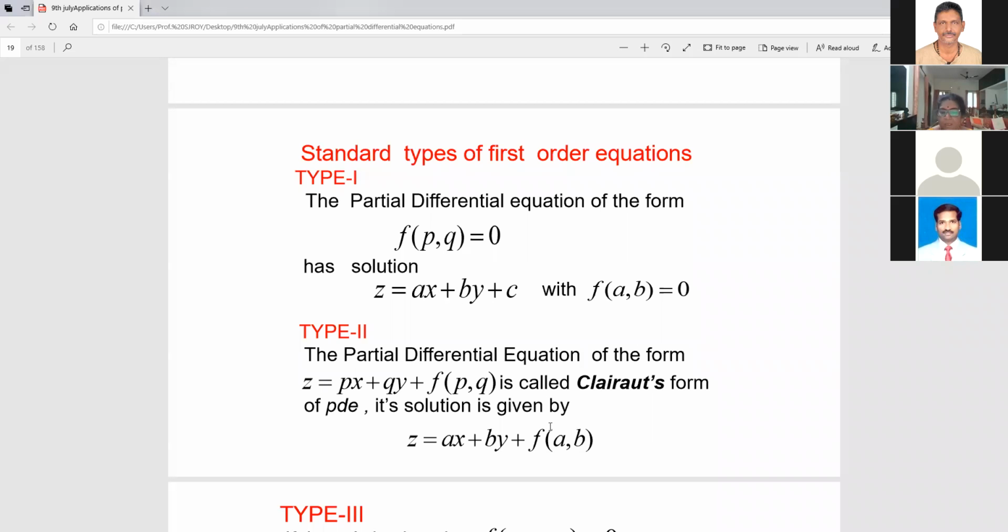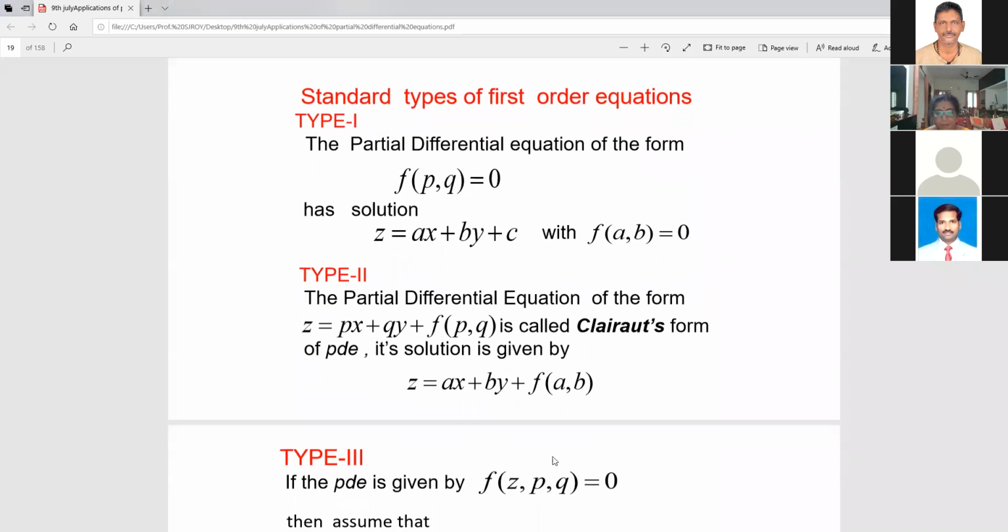Next, type 2. This has a particular form, like Z equal to P into X plus Q into Y plus a function of P and Q. Whenever you have this type of formation, we substitute directly, because if I solve the Charpit equations, I will get P equal to A, Q equal to B. Then I can replace in this equation. So directly we get Z equal to AX plus BY plus some function of A and B. This is Clairaut's form. That is the reason we say it is easy to remember if you have that particular form. So we get the solution like this.